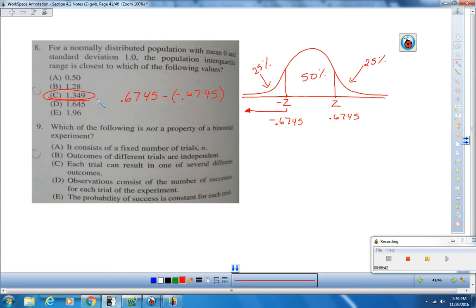Okay? That's where we got that from. Which of the following is not a property of a binomial? It does have a fixed number of trials. Outcomes are independent. Each trial can result in only one of two outcomes, success or failure. So that's where it goes. Probability of success is constant. Observations consist of a number of successes for each trial and experiment. That's correct. So number 9 is C.